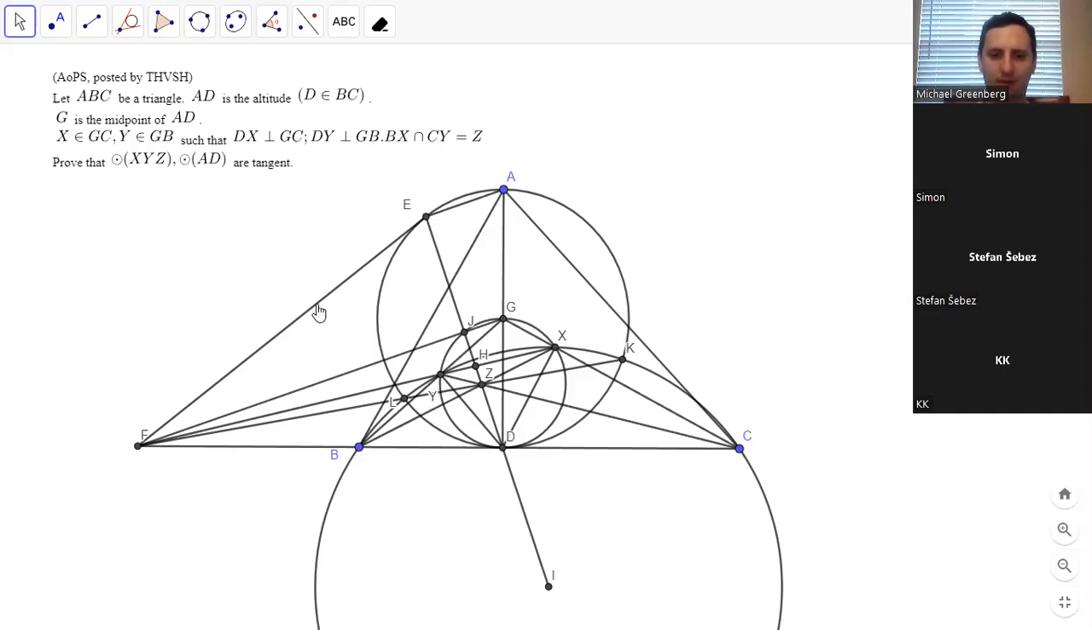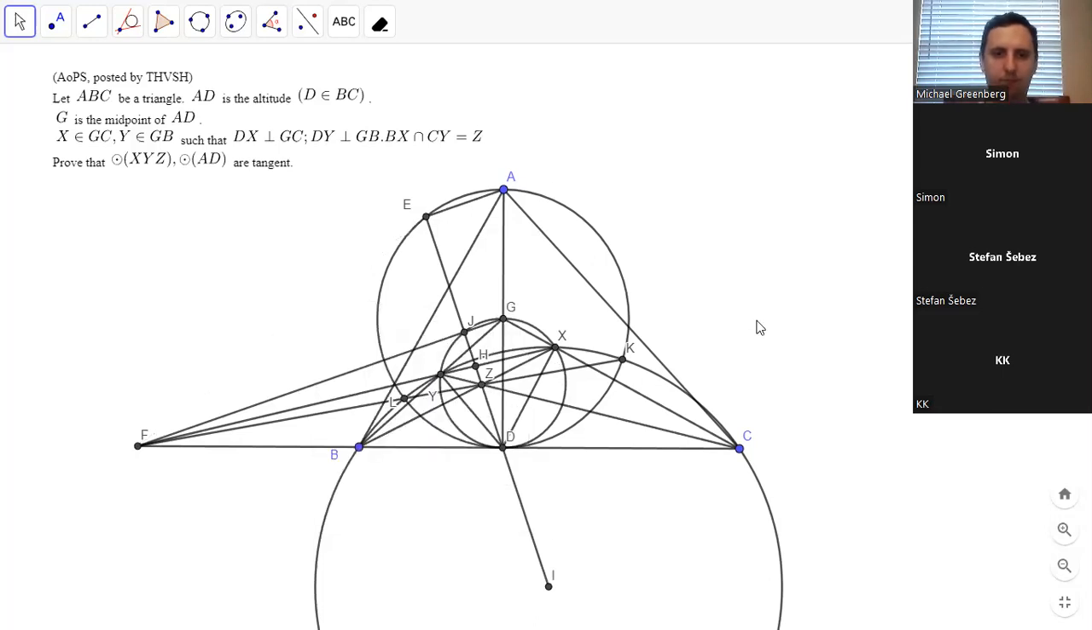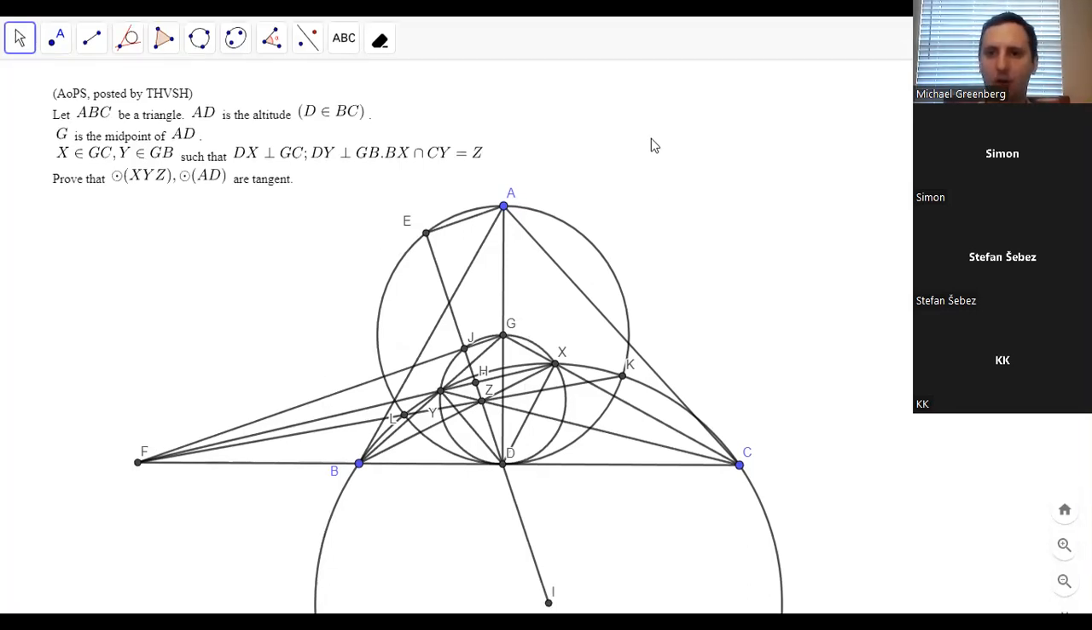And again, by Brocard's theorem, Z lies on the polar of F with respect to BYXC. But yeah, just like he wrote in the chat. Okay, it's harmonic. So I think we're done because that was actually the only thing we needed to prove.